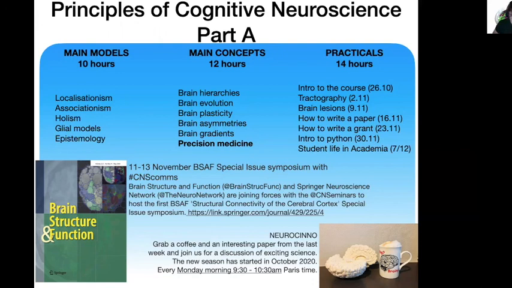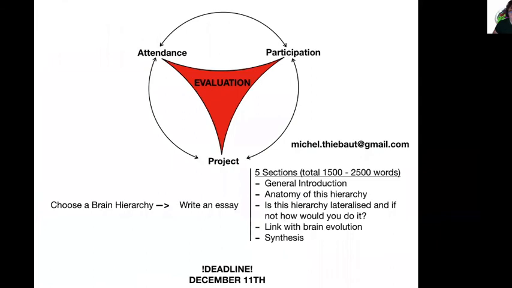I would just like to remind you that the evaluation of this course is based on participation, attendance, and a little project, which is writing an essay. The deadline is December the 11th. It will be dedicated to the subject of brain hierarchy.